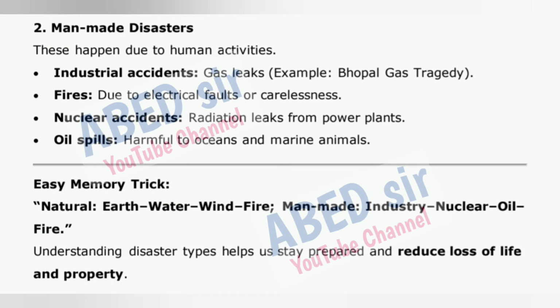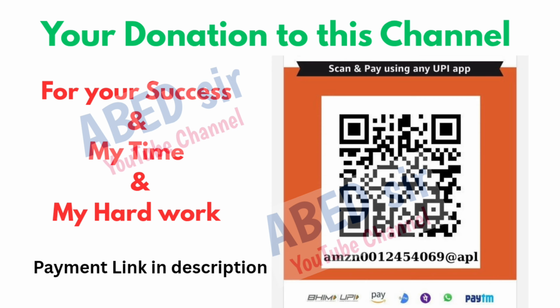Easy memory trick. Natural: earth, water, wind, fire. Man-made: industry, nuclear, oil, fire. Understanding disaster types helps us stay prepared and reduce loss of life and property. Next, unit 5. Long questions.